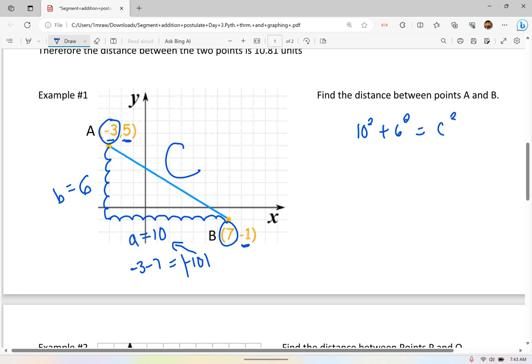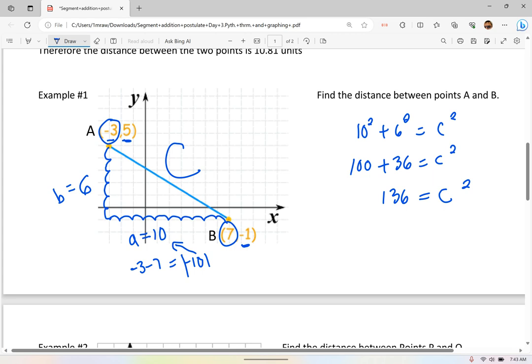Then you can use your handy dandy calculator, and 10 squared is going to be 100, and 6 squared is going to be 36. So you should get 136 when you combine. So 136 equals c squared. Now, because this is c squared, we have to take the square root. So we say 136, and then we take the square root.